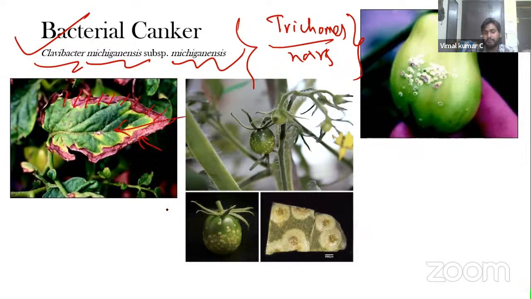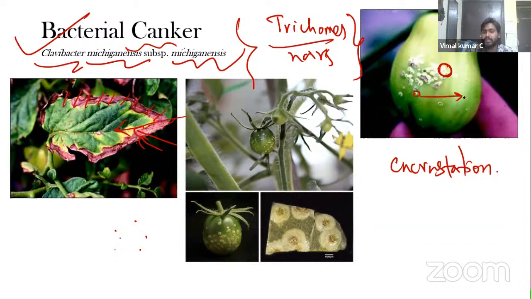In earlier diseases we have seen only spots, but here it's not like that, it's like a blotch. Entire leaf blighting will be there. This is called canker. Then if you check the fruit, there will be encrustation, and the surrounding will be whitish in color. Here you can see the canker will be whitish. So this is how you can easily distinguish between speck, spot and canker.